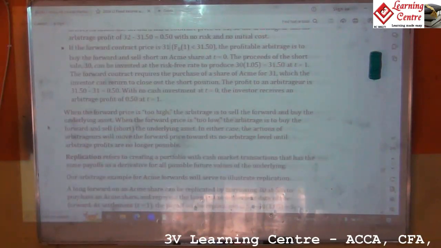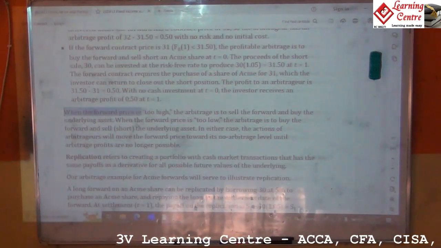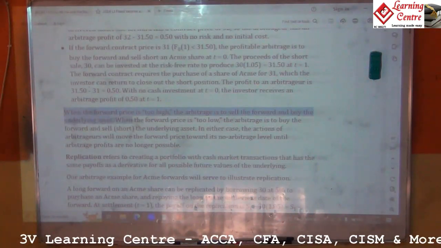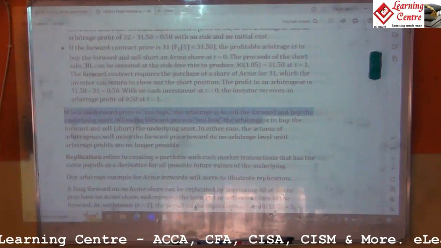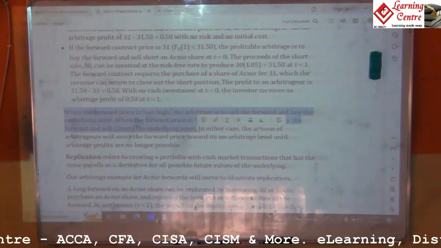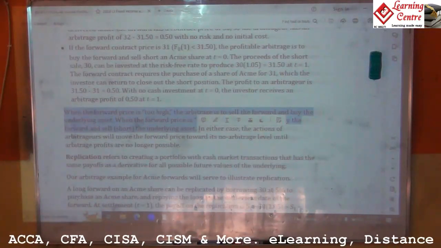So that's it. The summary is that when the forward price is too high, the arbitrage is to sell the forward and buy the assets. When the forward price is low, the arbitrage is to buy the forward and sell the assets. This is the summary of everything that we are saying for arbitrage. So you need to note these things.